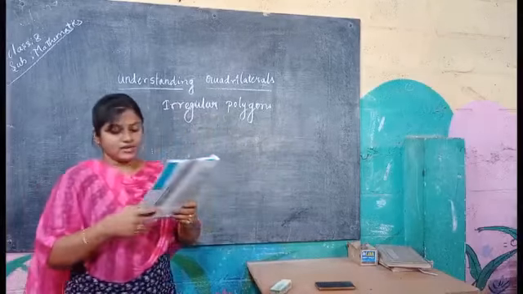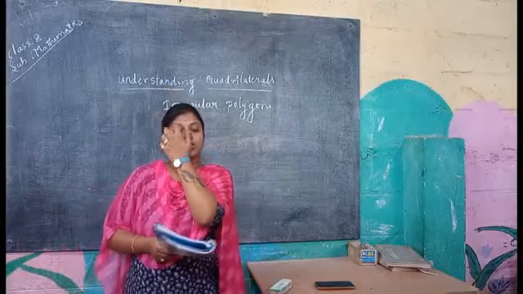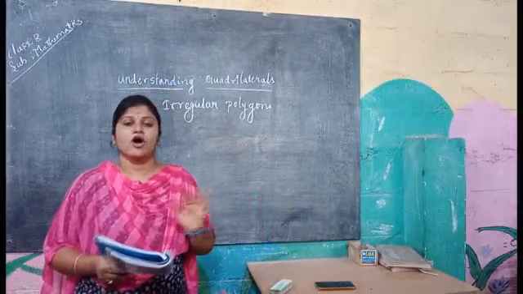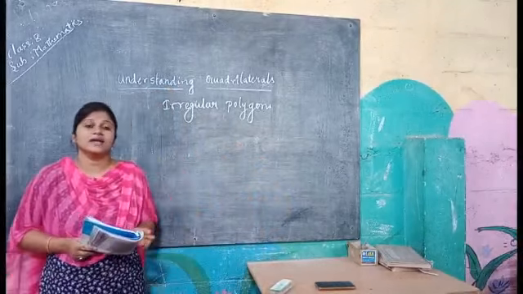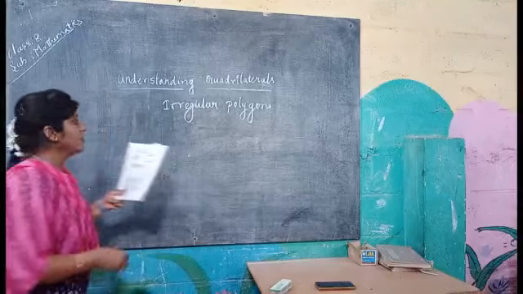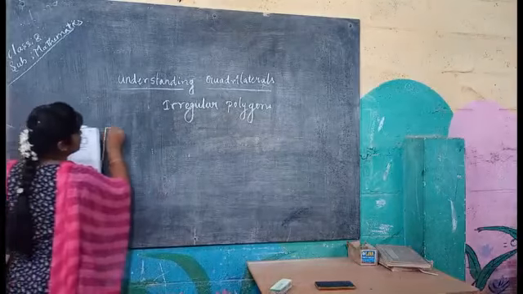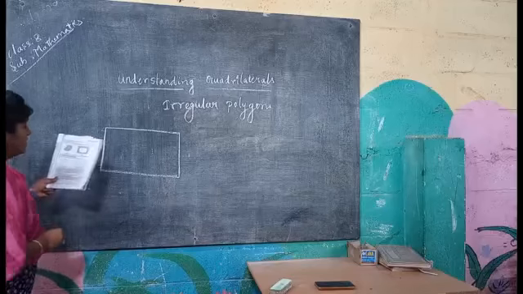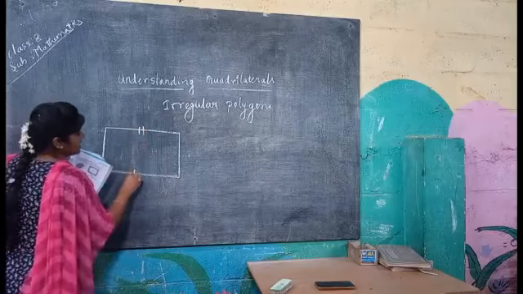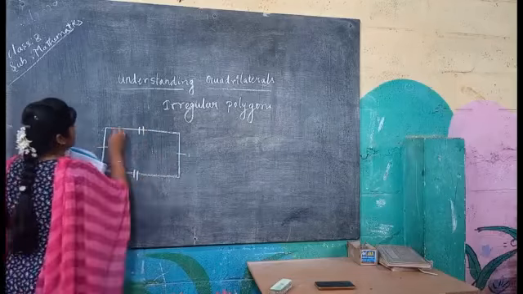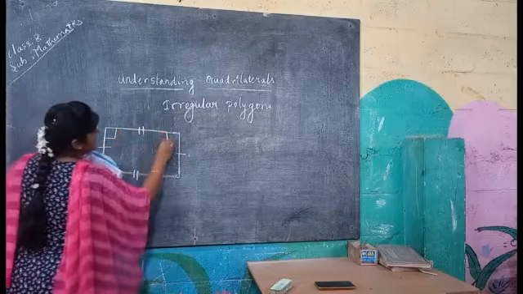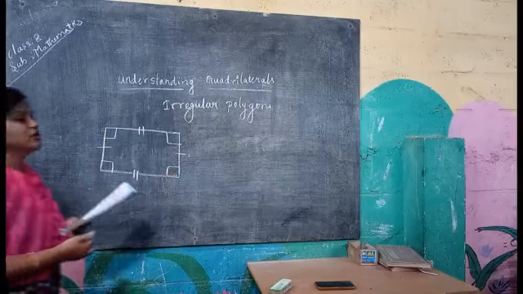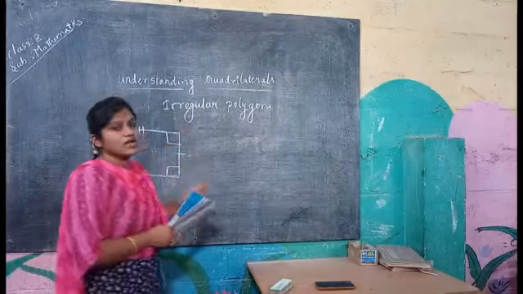In the irregular polygons, only two sides will be equal. All sides will not be equal. That is called the irregular polygons. For example, I will show you the picture. Okay. Here only two sides are equal, and the remaining two are equal. Not all the four sides are equal here. So that is called irregular.